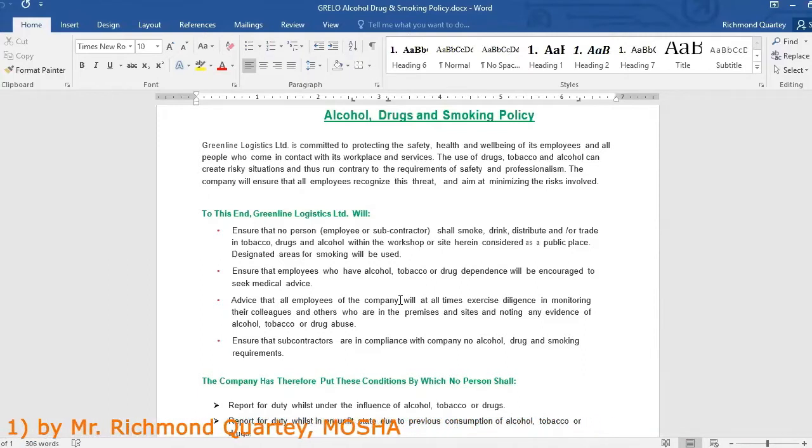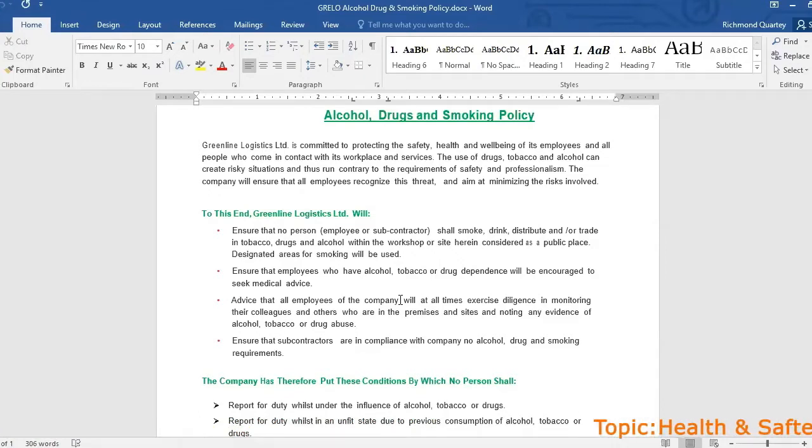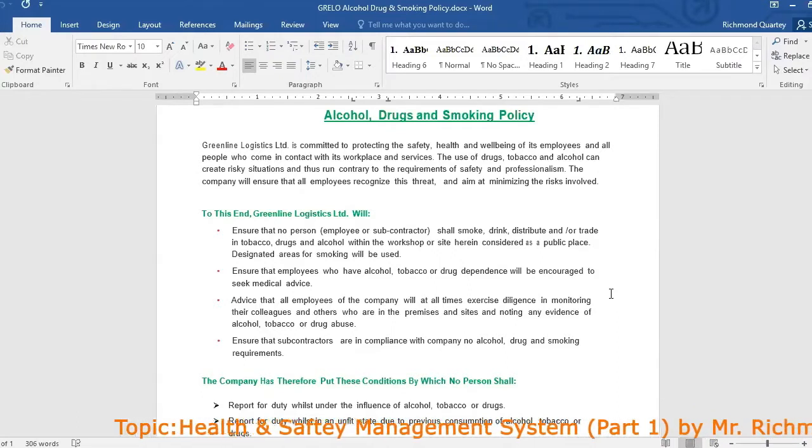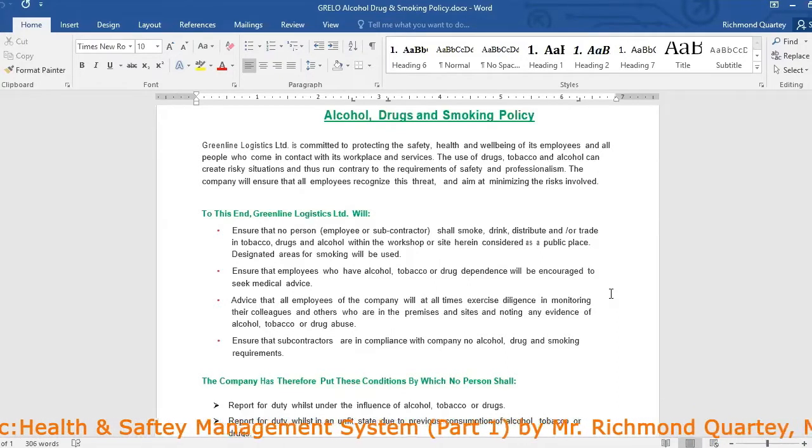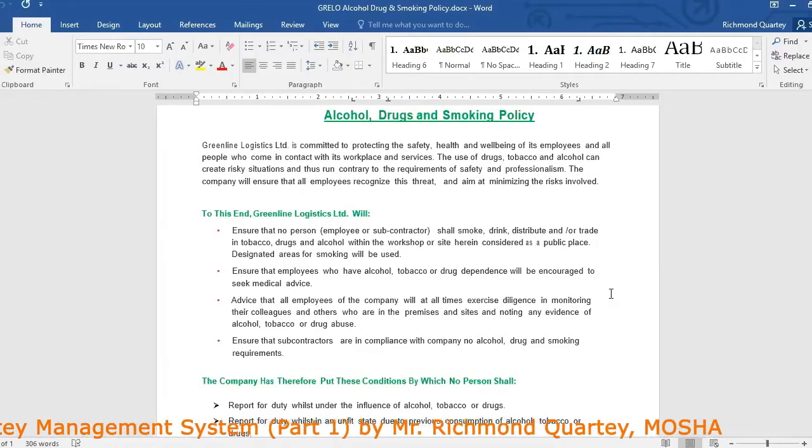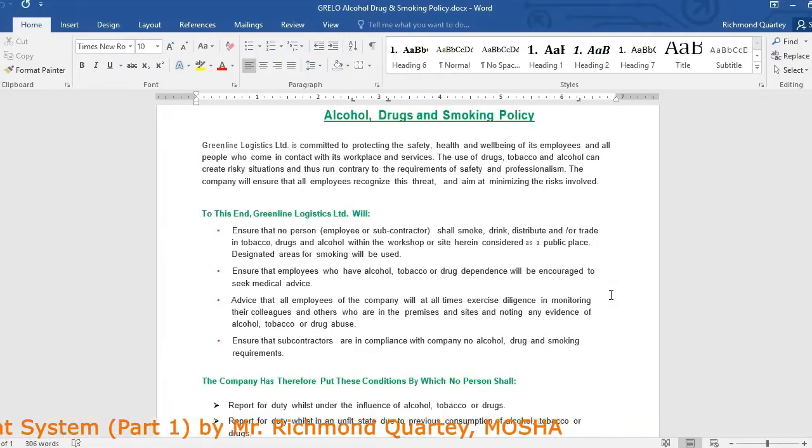Ensure that employees who have alcohol, tobacco, or drug dependence will be encouraged to seek medical advice. Advise that all employees of the company will at all times exercise diligence in monitoring their colleagues and others who are in the premises and sites, noting any evidence of alcohol, tobacco, or drug abuse. Ensure that subcontractors are in compliance with the company's no alcohol, drug, and smoking requirements.